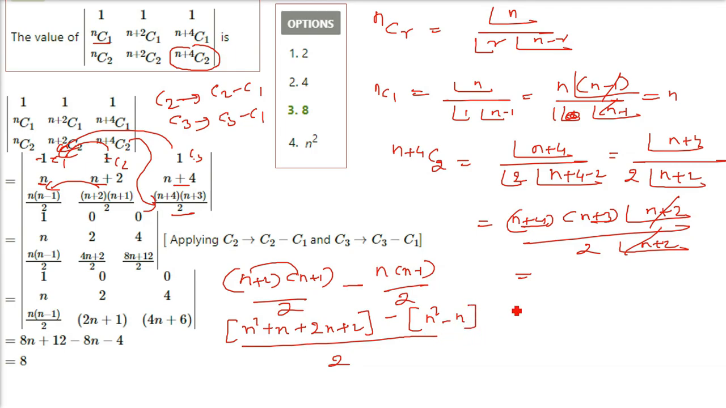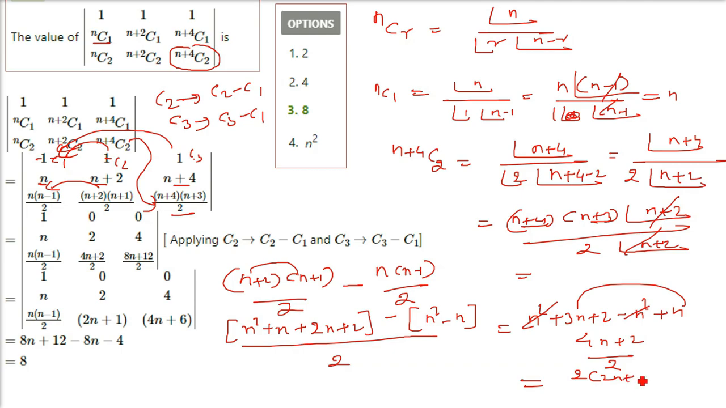And then we have a negative sign, so we'll just open it. N square minus N it is. N square plus 3N plus 2, minus N square plus N. So N square gets cancelled. You get 3N plus N is 4N, 4N plus 2 divided by 2. You can take 2 common, and it will be 2N plus 1 divided by 2. 2 gets cancelled. You get 2N plus 1. I hope you got the idea how this 2N plus 1 has come.